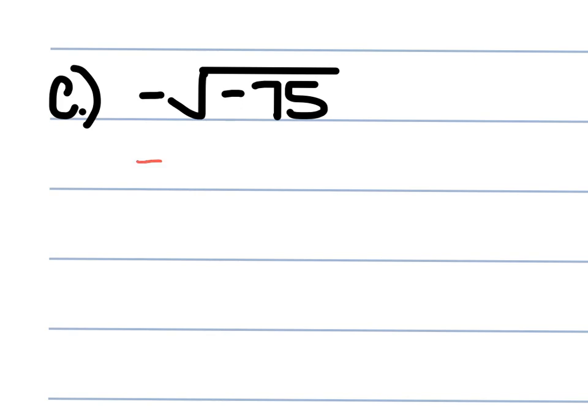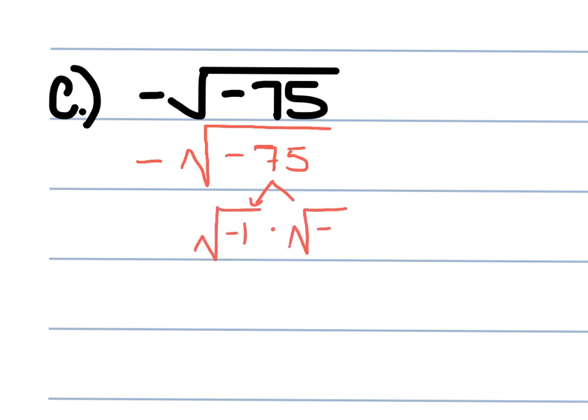So I have a negative on the outside. Okay, no problem. And then I've got this square root of -75. The negative on the outside isn't the problem. It's the negative on the inside that's the problem. So let's deal with it. How are we going to deal with it? Split it up between square root of -1 and square root of 75. Okay, so let's break this down into the square root of -1 times the square root of 75.